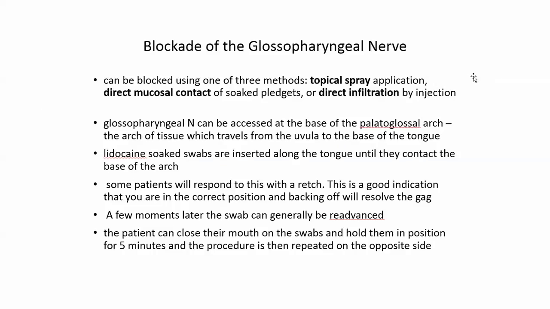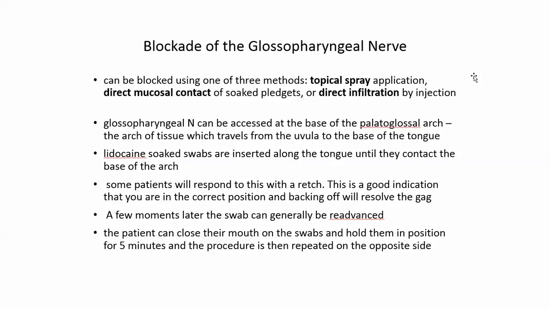The glossopharyngeal nerve can be blocked using one of three methods: topical spray application, direct mucosal contact of soaked pledgets, or direct infiltration by injection. The glossopharyngeal nerve can be accessed at the base of the palatoglossal arch.